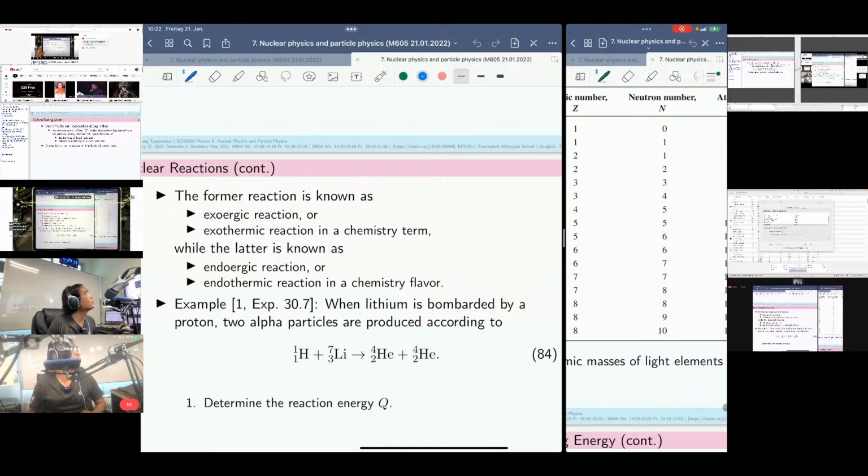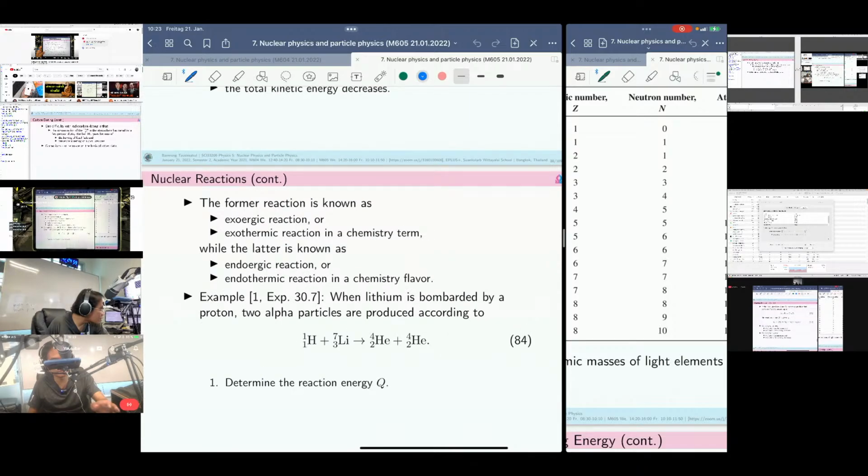Okay, let me see. Yes, the nuclear reaction energy, right? It's the Q, right? It's Q. Q could be computed from 931.5 mega electron volt per atomic mass unit squared, right? Let me check the channel, otherwise the information is going to be missing.